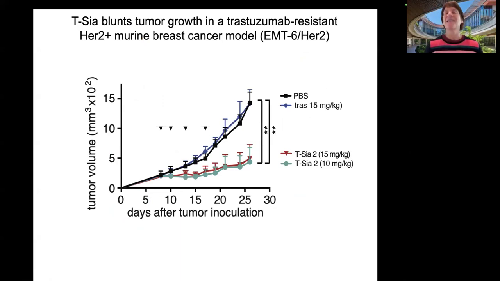And then we tested this in animal models of breast cancer. And here's some data from one of those models. This is a model where we take mouse breast cancer cells that have the HER2 protein on them. We graft those cells into the mammary fat pad in a mouse. So we're basically growing breast cancer cells in the breast tissue of the mouse.